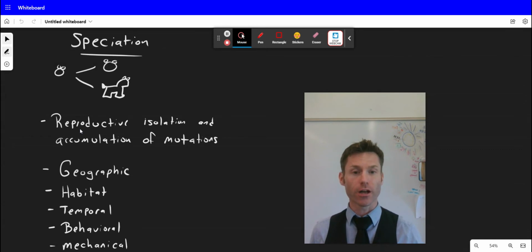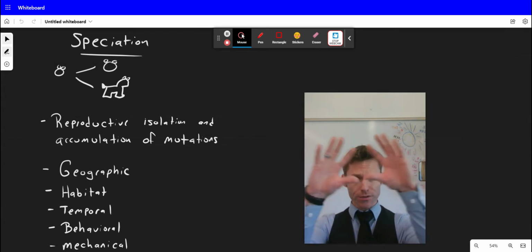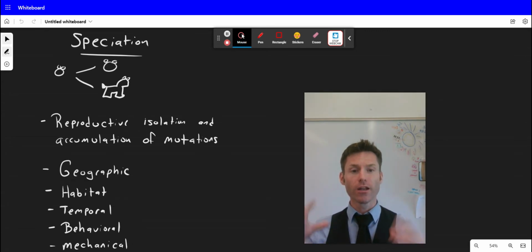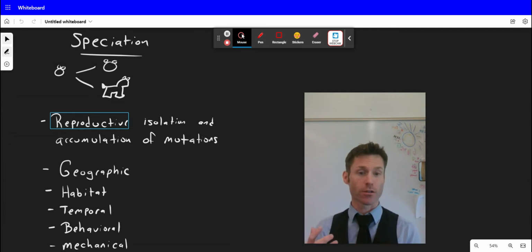We need reproductive isolation of two subsets of the same species. Okay? And we need those two subsets to accumulate mutations. Now mutations happen at random, and the rate of mutations is relatively slow in most established species. Right? So this takes time. And so it's important that they're not able to interact and exchange genes, because then they exchange the mutations.